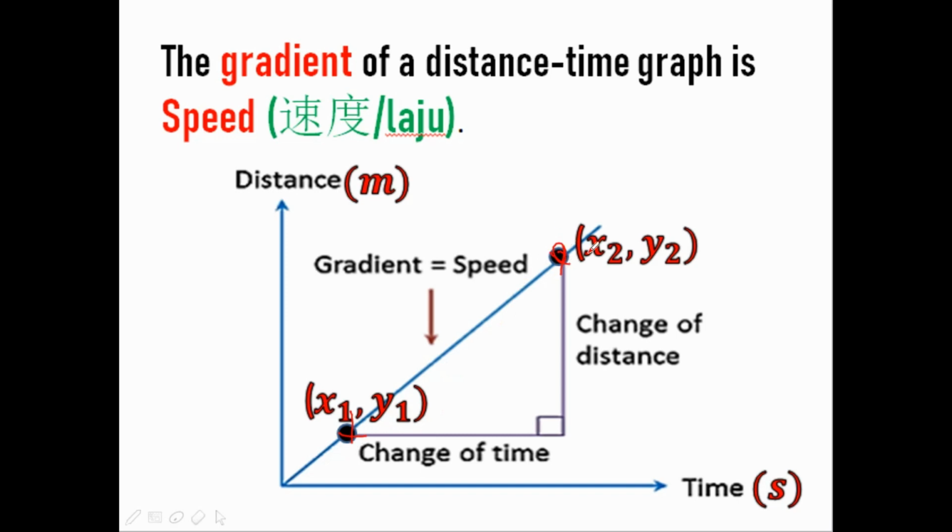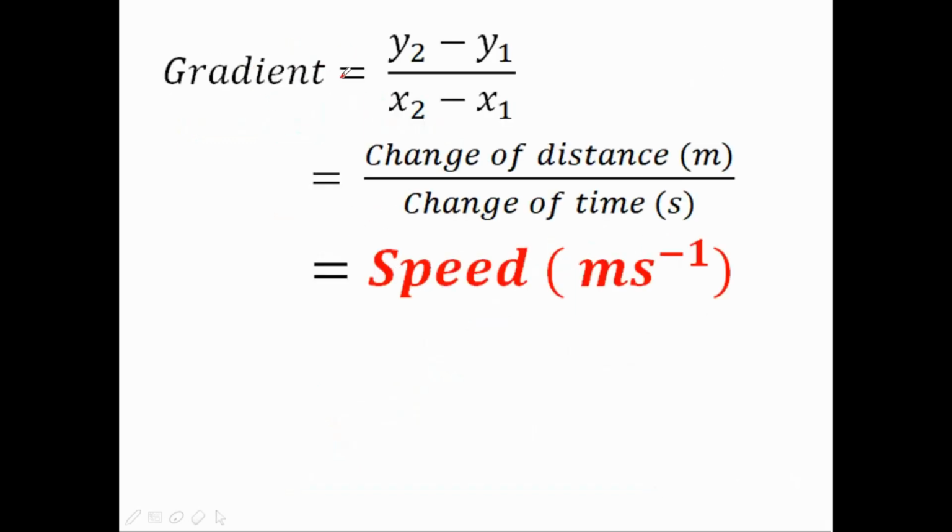The coordinate of this point will be x2, y2. The coordinate of this point will be x1, y1. So to find gradient equals to y2 minus y1 over x2 minus x1. This is the formula for you to find the gradient. y2 minus y1 over x2 minus x1.